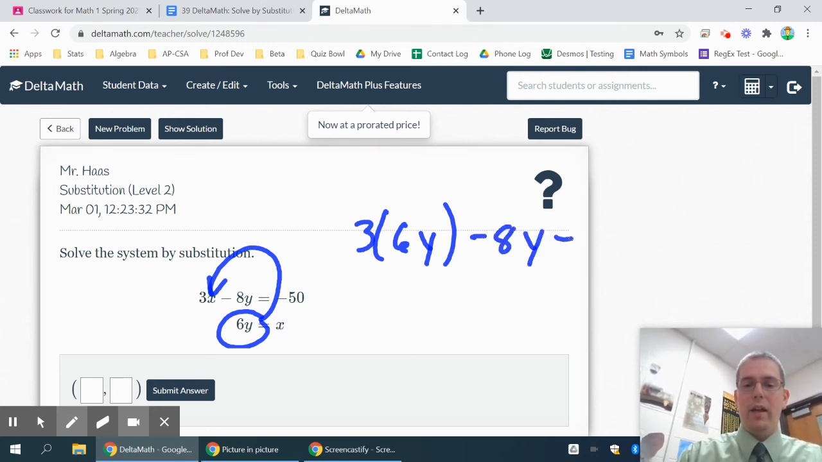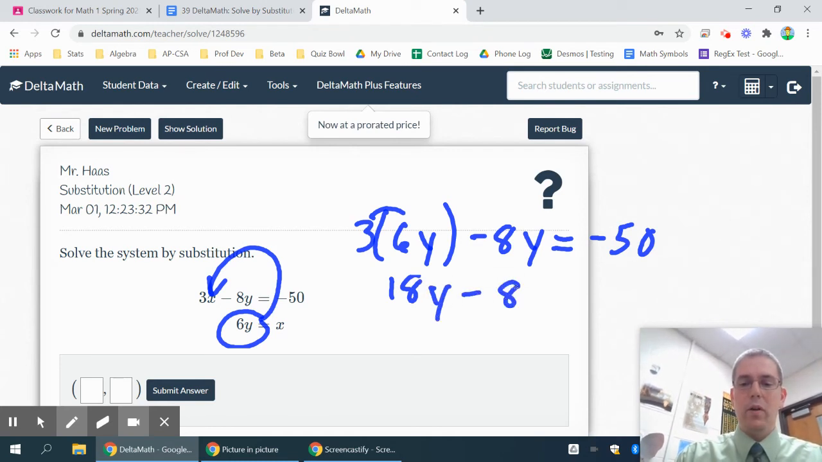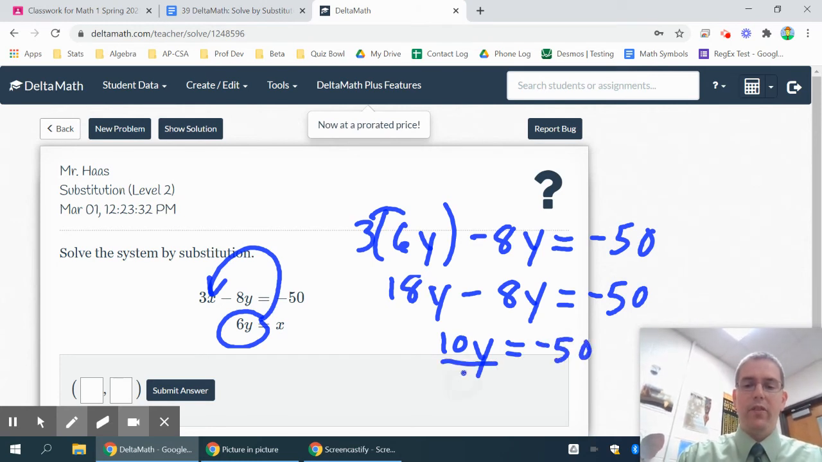Minus 8y equals negative 50. Now, if you do this correctly, you'll usually have a parenthesis to get rid of. So I'm going to multiply 3 times 6 to get rid of that parenthesis. So 18y minus 8y is negative 50. Then I'm going to subtract those. So I have 10y equals negative 50. And I'm going to divide both sides by 10. So y will be negative 5.